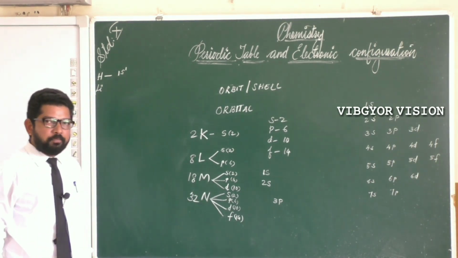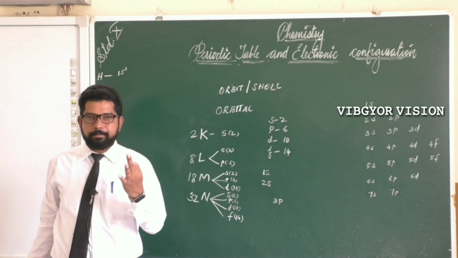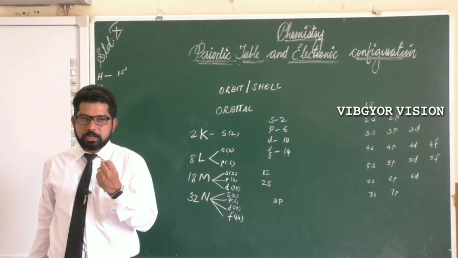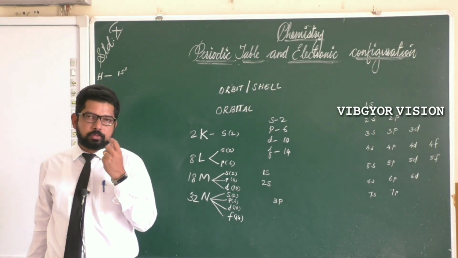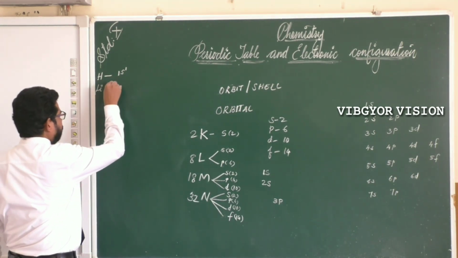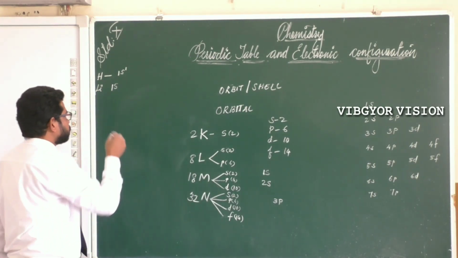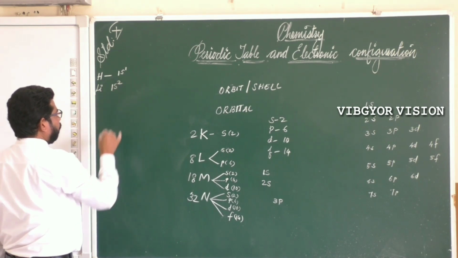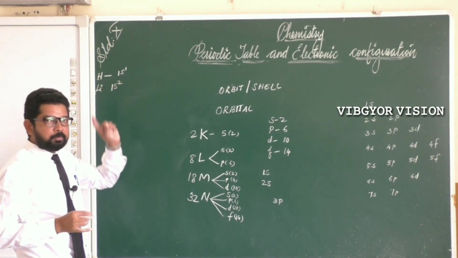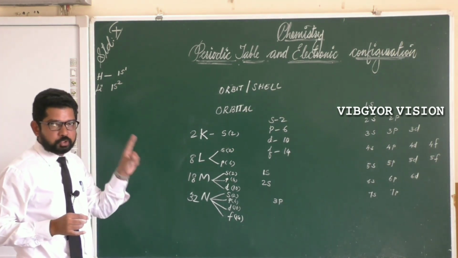Now let us write the electronic configuration of lithium. What is the atomic number of lithium? Atomic number is 3, so it contains 3 electrons. First 2 electrons go to 1s. What is the capacity of 1s? 2 electrons, so it will be completed. Don't read it as 1s square. We have to read it as 1s2.